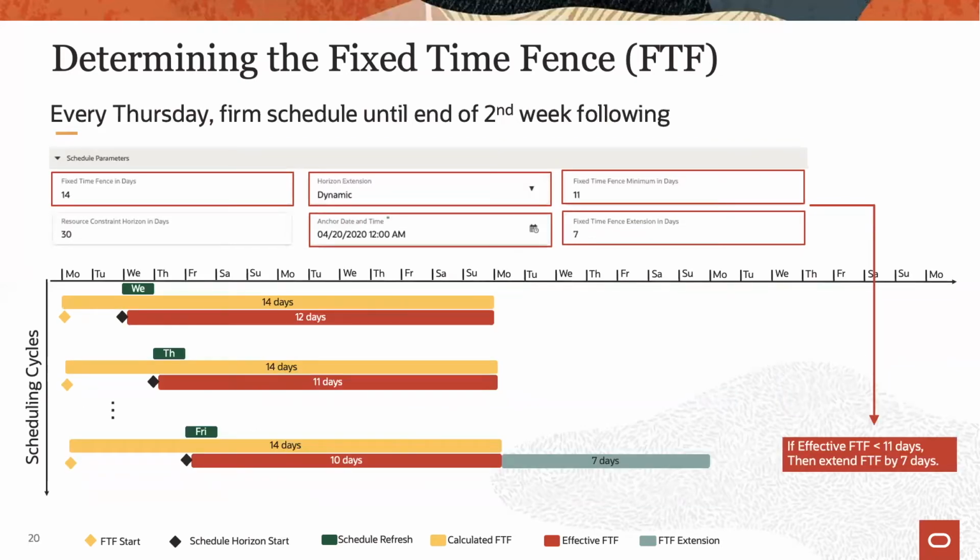Here is another example for dynamic horizon extension. The intention here is to form the schedule every Thursday to the end of the second subsequent week. The calculations are performed in analogous manner to the previous example. Key is the determination of the schedule horizon start, and the fixed time fence indicated by the yellow bar, and the effective fixed time fence, which is shown via the red bar. If the effective fixed time fence is less than the fixed time fence minimum, then the fixed time fence extension is added.